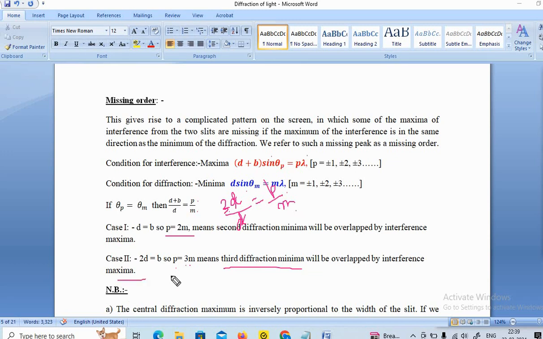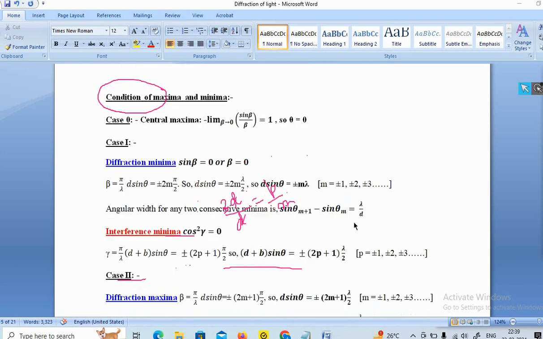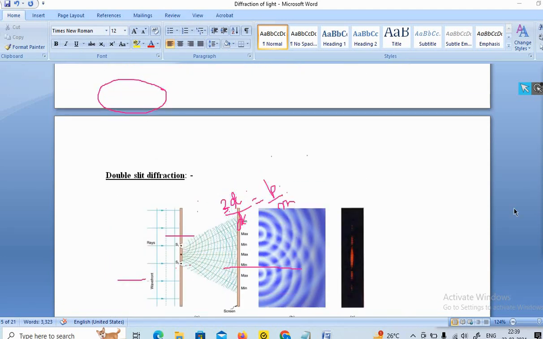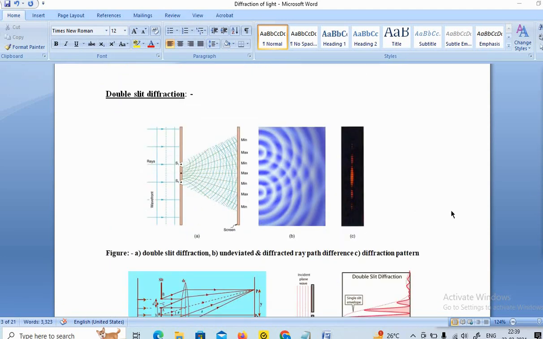So if you arrange the distance between the slits, then you can arrange the diffraction pattern on the screen. And you will be sure about which order will be missing, which order will be overlapped by the interference pattern. So this is the idea about diffraction by single slit, a simple recapitulation.